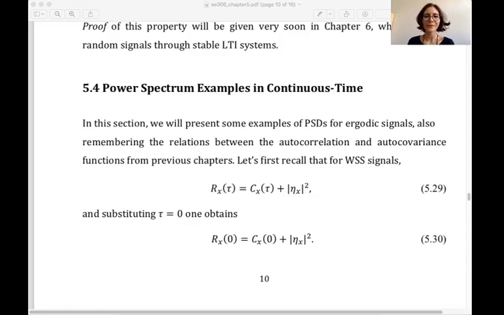Hello everyone. In the last lecture we started a new topic, power spectral density, and today we are going to continue with some exercises on power spectral density. Today's session is going to be a problem session. Before we begin, I just have a few announcements.